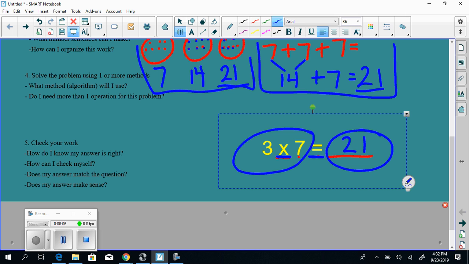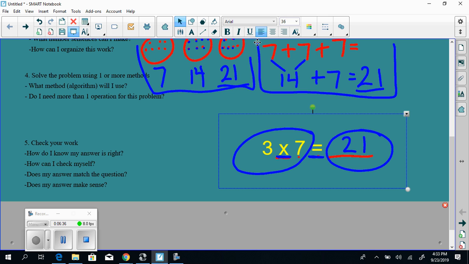And I'm going to ask myself, does my answer make sense? If I'm multiplying and I know that multiplying numbers means repeated addition, then I know I'm going to have a bigger answer or a bigger number than what I started with. Does 21 make sense in my head? And in my head, I can say it does make sense because it is a bigger number. And when I think about the fact that it could be groups, 3 groups of 7, that makes sense in my head too.